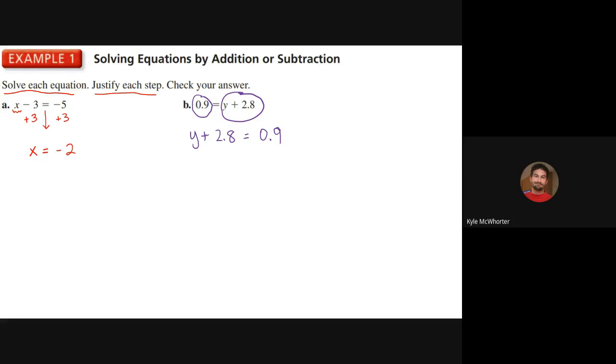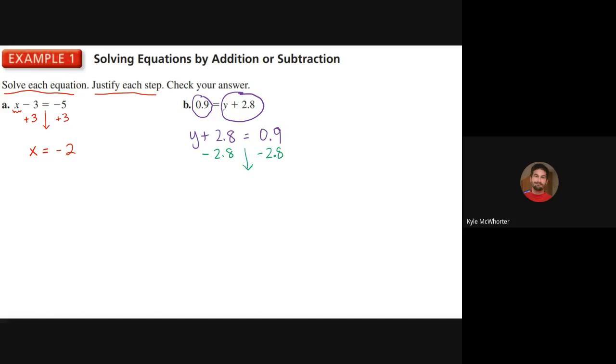So now another question that comes up is, do I subtract 2.8 or do I subtract 0.9? The answer is always going to be, which one are you trying to get away from the variable? I want to get the y by itself. What's over here by the y? The 2.8. So that's what I need to get rid of, because my goal is to get the variable by itself. So I'm going to subtract 2.8 from both sides.